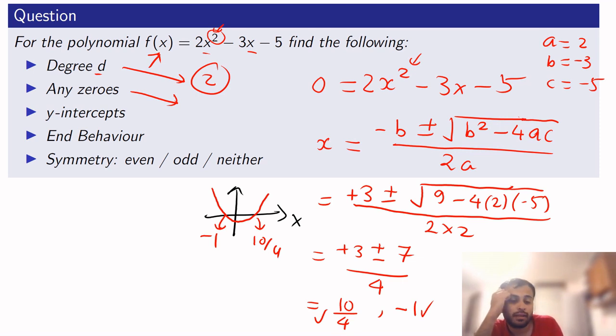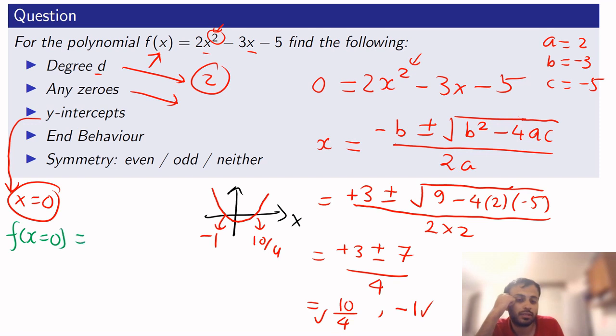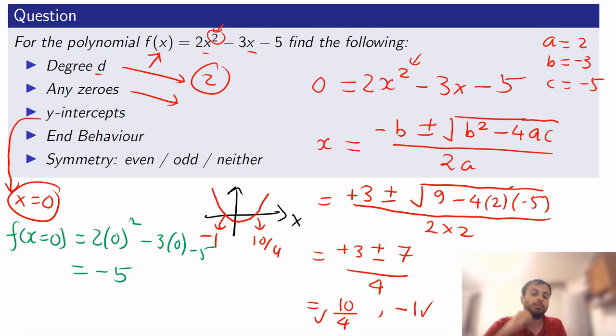Now it asks if there is any y-intercept. How can you find the y-intercept? To find the y-intercept, you basically put x equals 0. So if you plug in x equals 0 here and find the value of f of x, f of x at x equals 0 is 2 of 0 square minus 3 of 0 minus 5. So it's just minus 5, right? So this is the y-intercept.